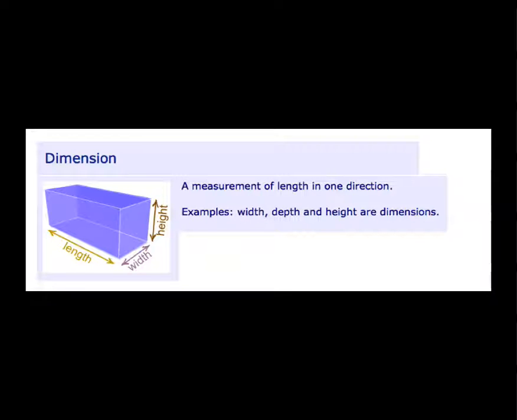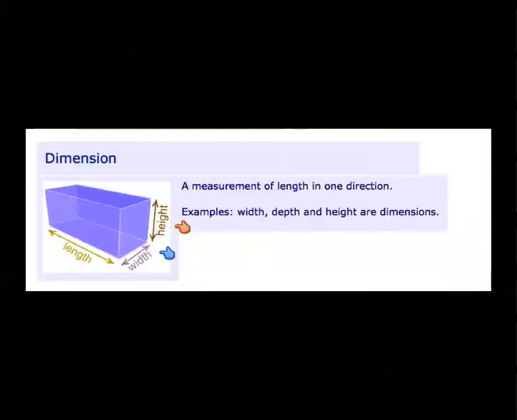Before we go any farther, let's make sure we know what this word means, dimension. When we say three-dimensional shapes or two-dimensional shapes, what does that really mean? Well, dimension is a measurement of the length in one direction. So on this box it has a measurement of its length, its width, and another one for its height. So each one of these is a dimension: the length, the width, and the height.